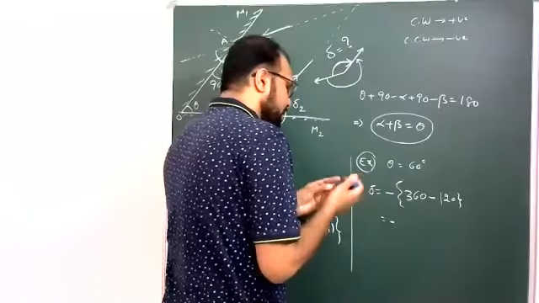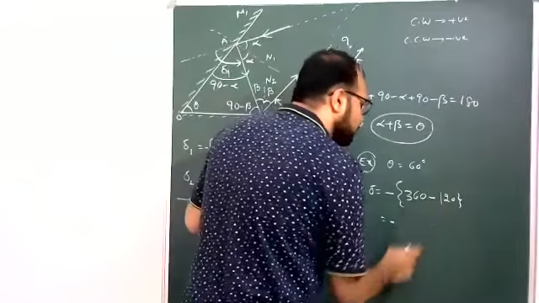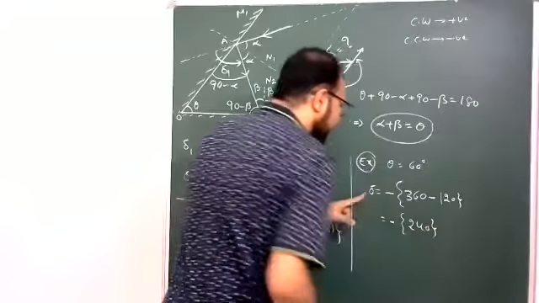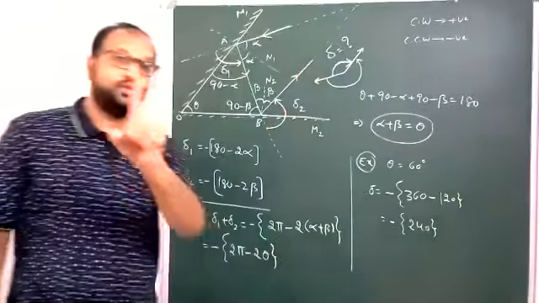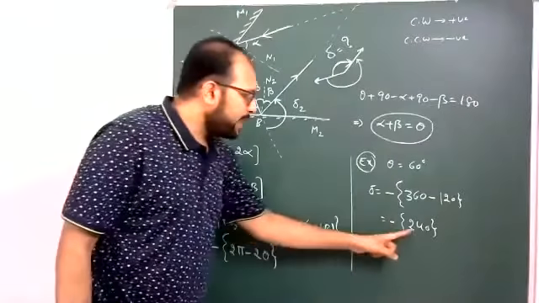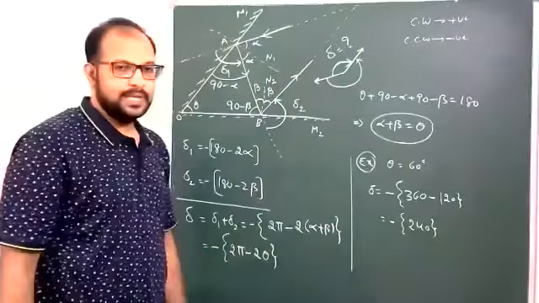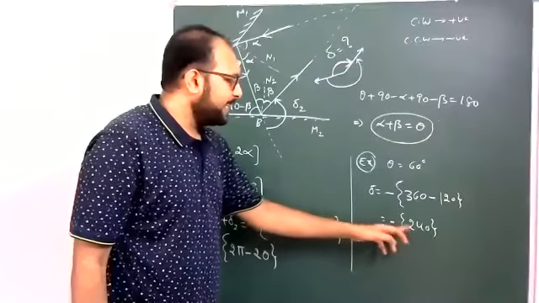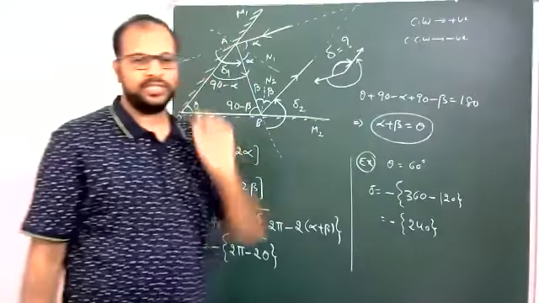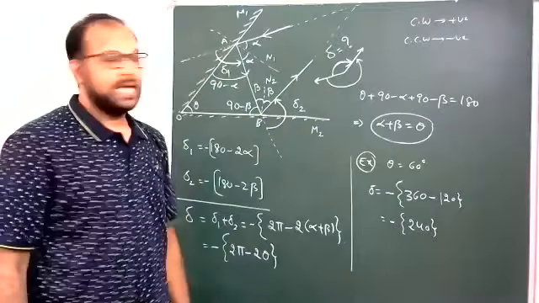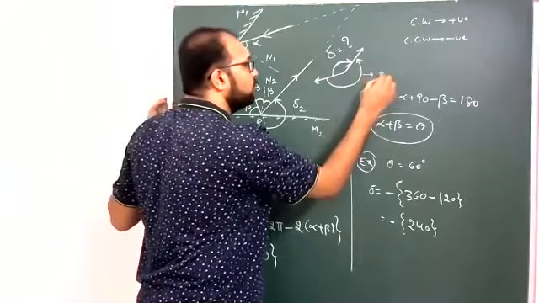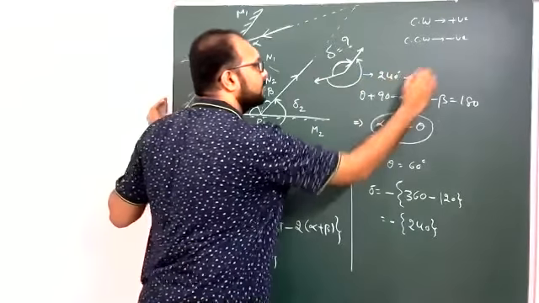Minus 360 minus 120, that is 240. Delta equal to minus 240. Yes, so students, here minus 240. Minus represents counterclockwise direction. So now here counterclockwise direction 240, correct?